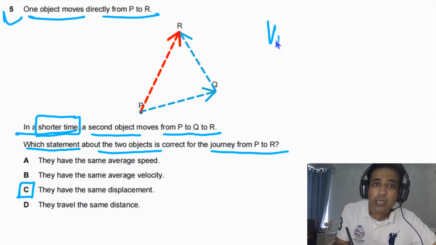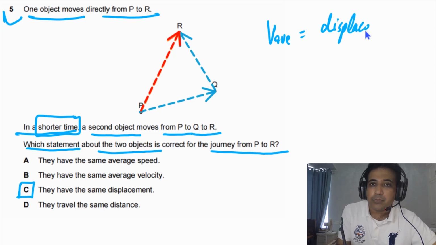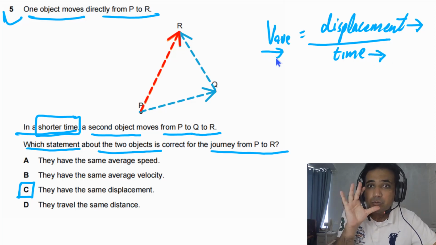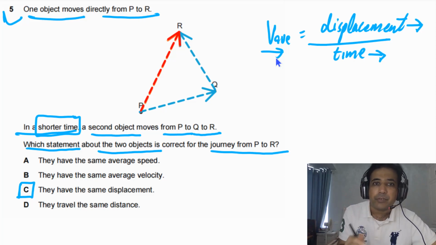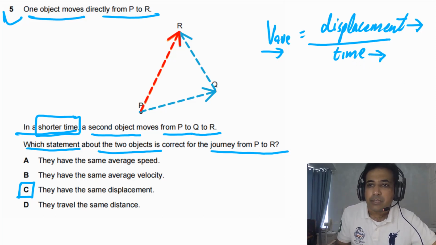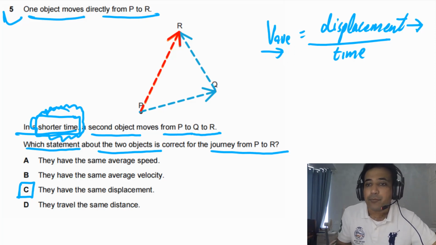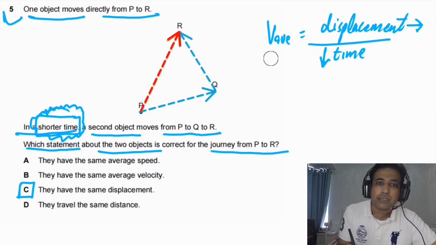So average velocity is also an important concept. This is displacement over time taken. If they have the same time and the same displacement, this quantity is the same. If they have the same time, their average velocity also will be the same, but the average speed will be different. But in this case, the time is not the same because it is given to us that one takes a shorter time. So these two objects do not have the same time. So the average velocity is not the same because for the second object, the time is shorter.